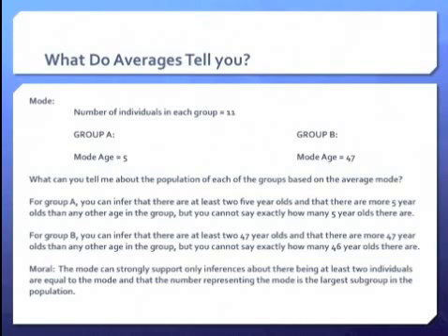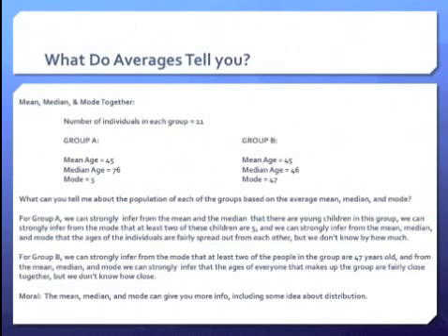So the mode can strongly support only inferences about there being at least 2 individuals that are equal to the mode and that the number representing the mode is the largest subgroup in the population. What if we were given the average, mean, median, and mode? For Group A, we can strongly infer from the mean and the median that there are young children in this group. We can strongly infer from the mode that at least 2 of these children are 5, and we can strongly infer from the mean, median, and mode that the ages of the individuals are fairly spread out from each other, but we don't know by how much.